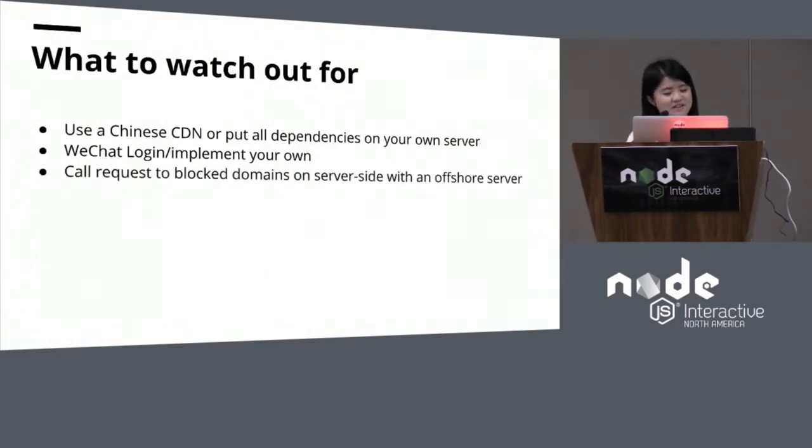Also, if you want to call a bunch of REST APIs to these blocked domains, you want to do them on the server side with an offshore server. So if you set up your own server on AWS and make these requests to the blocked domains from there, wrapping it up to seem like it comes from your server, the performance is going to be so much better. It will go down from maybe 1 minute to 4 seconds.